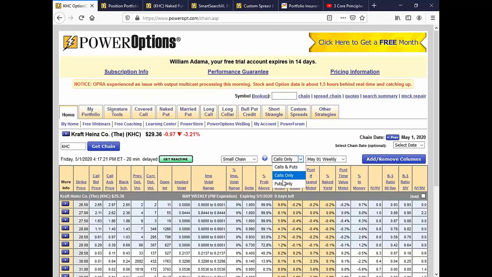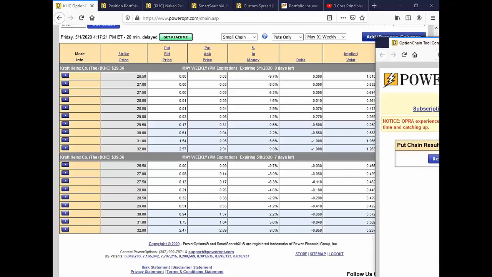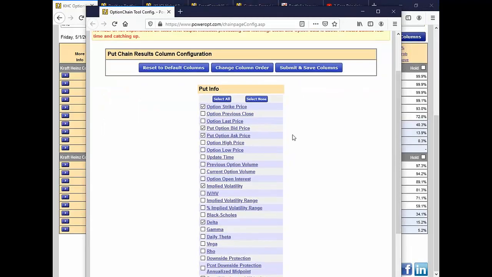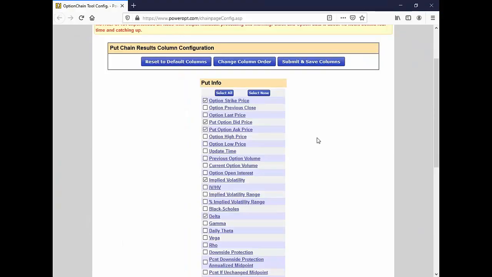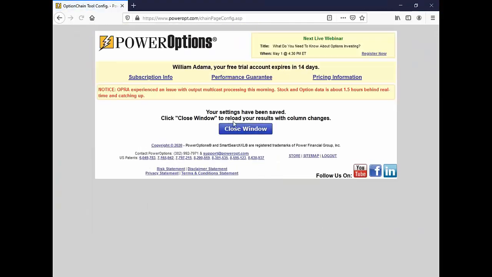Nope. Right thought, wrong selection. Okay. So this is a very dumbed down chain that we were showing last week for just some examples. Let's go into add remove columns here. And I want to, sorry, ladies and gentlemen, I want to reset to default columns. There we go.